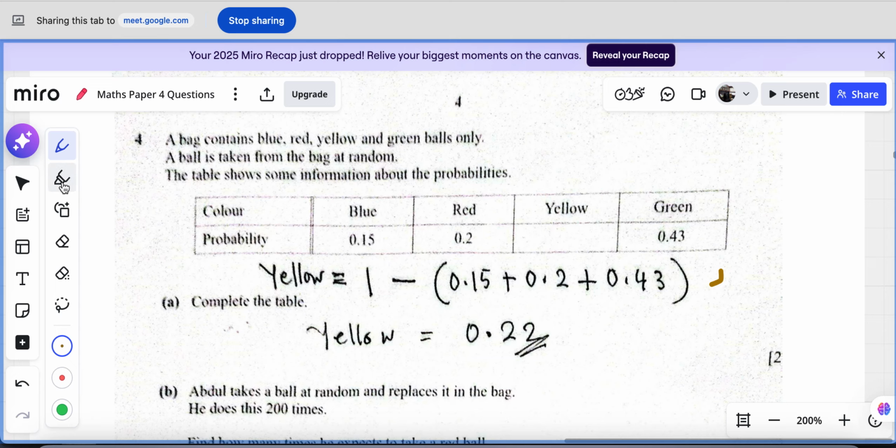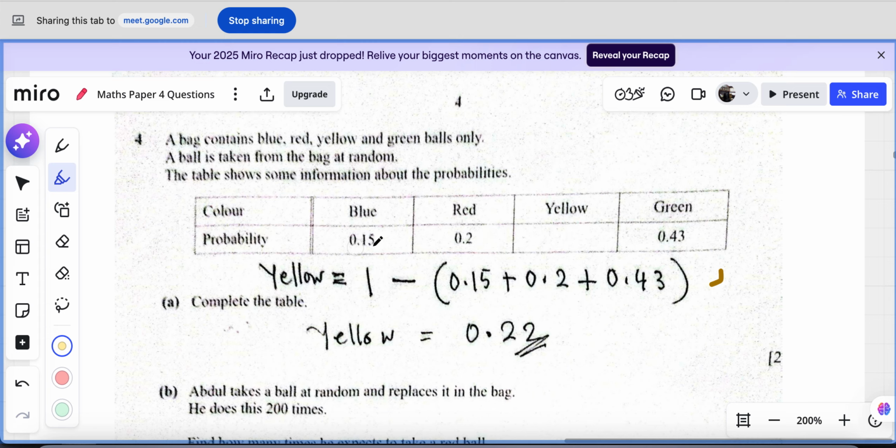So when you sum probability, you get 1. Which means I will add this plus this plus this. I'll add these three that are given. The total, I will subtract it away from 1 to find yellow, I will say the blue plus red.